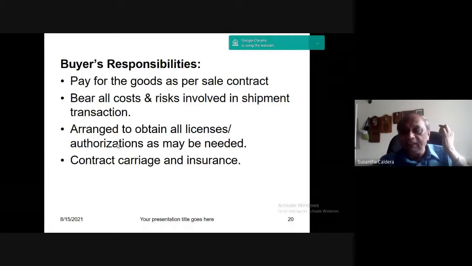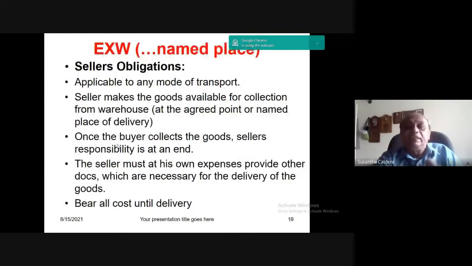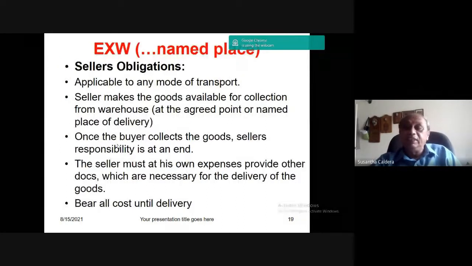I think the examiner will learn something from me. Then when the results come, you have failed. Because the examiner has asked, what are the buyer's responsibilities under EXW? You have written the buyer's responsibility in three lines. Then you have started telling the seller's responsibility in ten lines. Take it very easy.